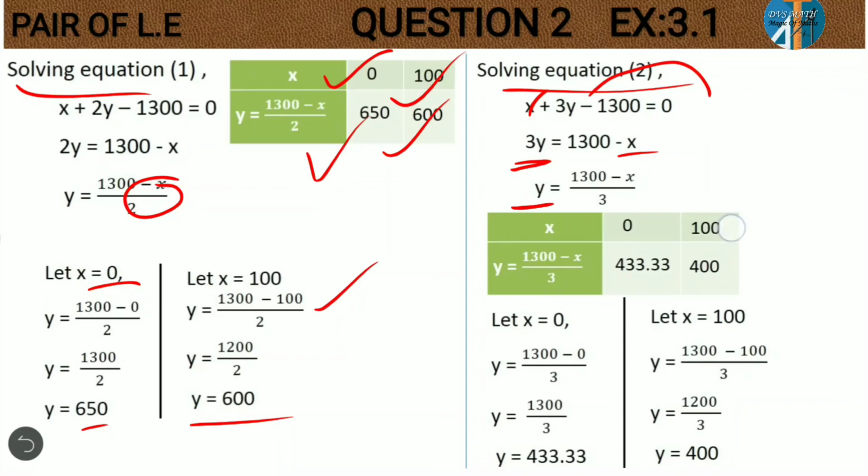And then if you take 100, so 1200 by 3, 3 fours are 12, so you got 400. So if it is 100, it is 400. So now we got the points: 0 comma 650, 100 comma 600, 0 comma 433.33, 100 comma 400.